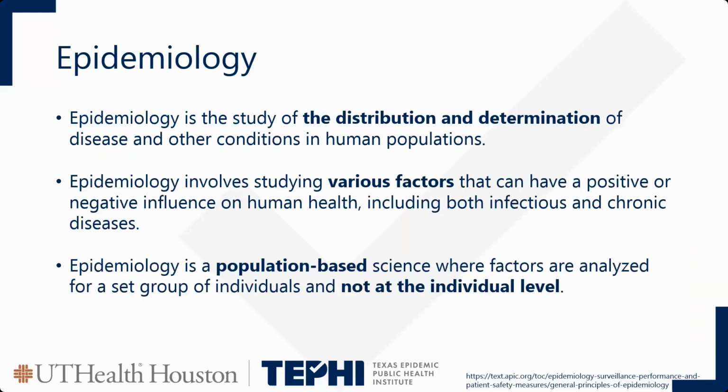So what is epidemiology? Epidemiology is the study of the distribution and determinants of disease and other conditions that affect human populations. That being said, it is also the application of this study to the control of health problems. Epidemiology involves studying various factors that can have either a positive or negative influence on human health, including both infectious and chronic diseases. This is a population-based science where factors are analyzed for a specific group and not at the individual level. And although epidemiology studies groups of people rather than individual patients, its principles are widely used in all areas of healthcare.